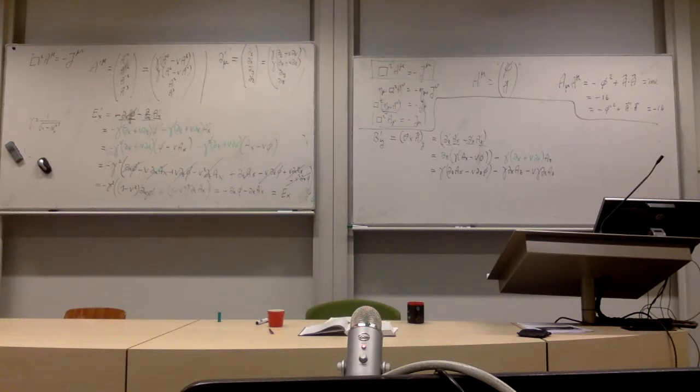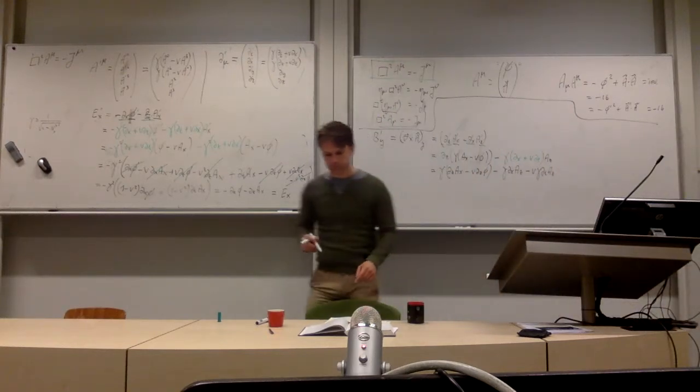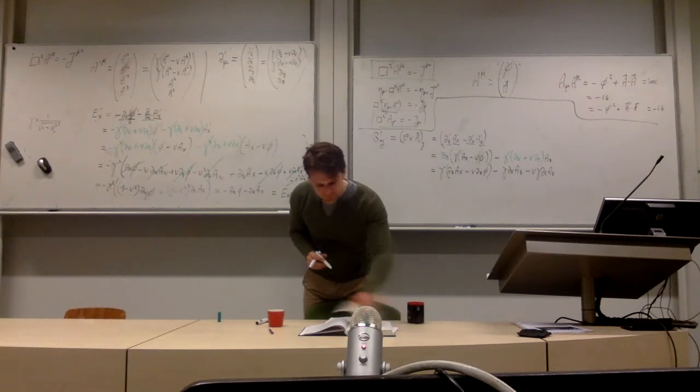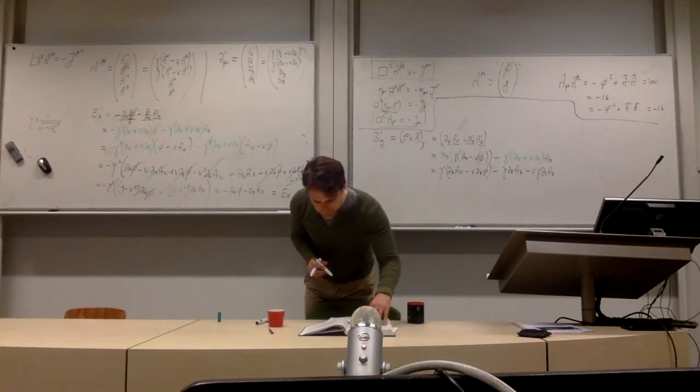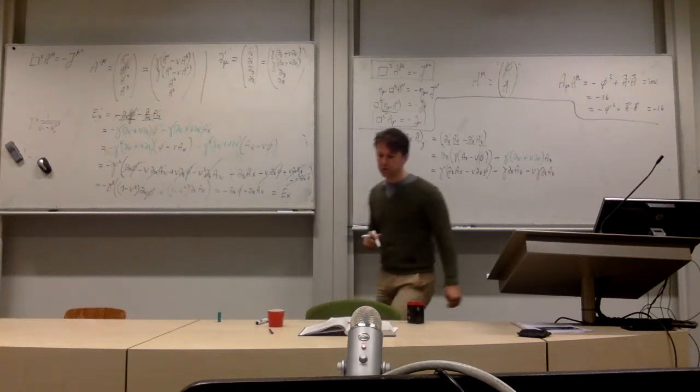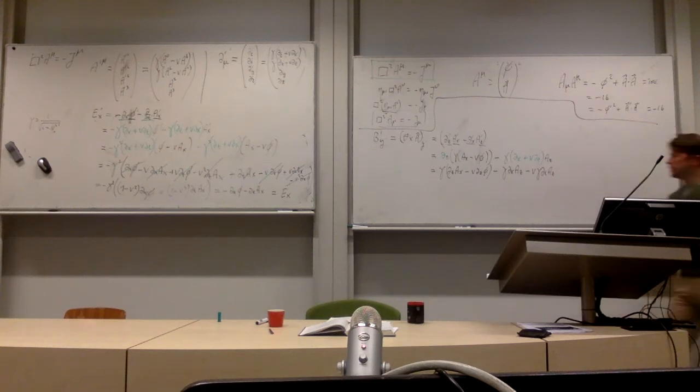Can we make something beautiful out of this? I'm just checking for myself that I'm not making any mistakes. Right, I'm still going fine. All right. I see some stuff that I think I can write in terms of E fields and B fields already.